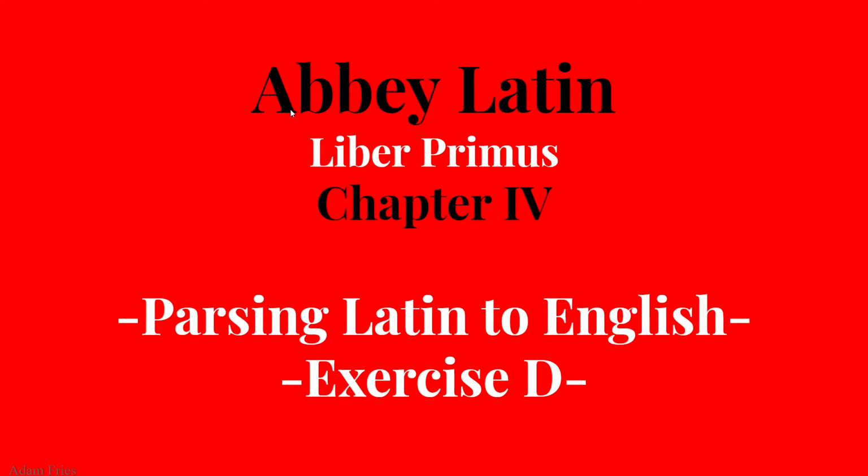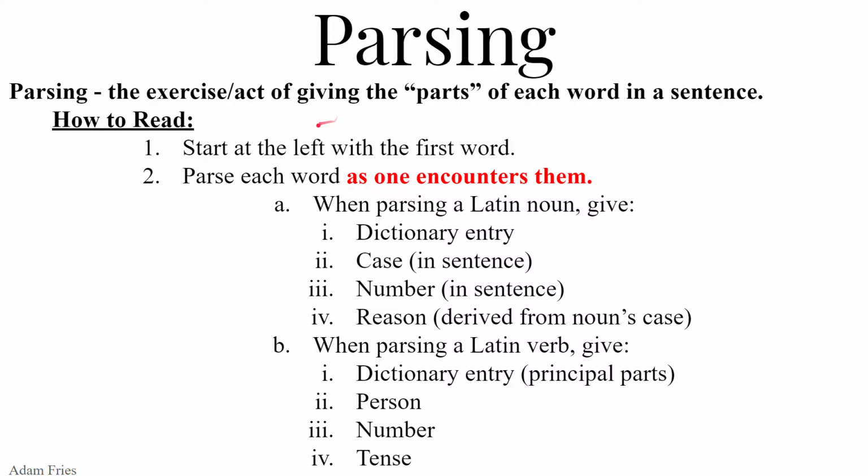This is exercise D of Chapter 4, parsing Latin to English. As a review, how to parse, that is, how to read. Start at the left with the first word, and then start reading towards the right, going to each word. When you get to a stopping point, stop. If there are no more words, then go to the next line, starting at the left, and read each word as one encounters them.